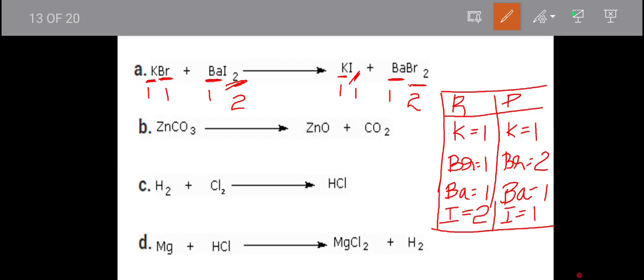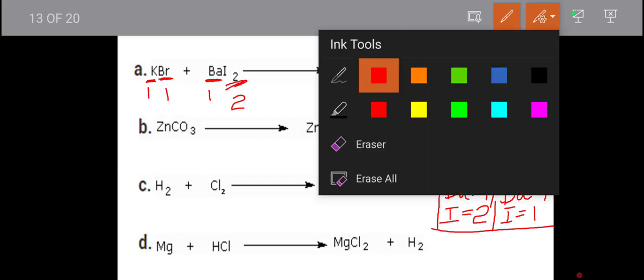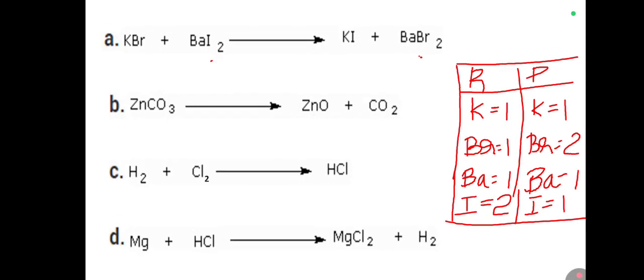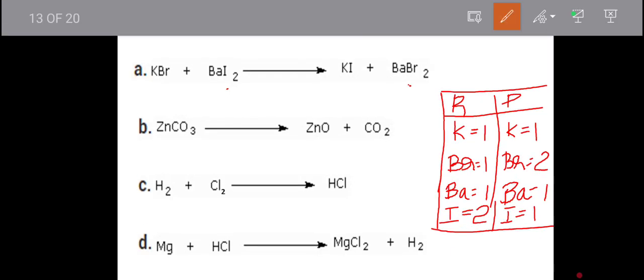Potassium has no need of balancing because it is already balanced, right? Now second, you see Br. Bromine: only 1 bromine on the reactant side, whereas 2 bromine on the product side. So it is not equal. What you have to do is take the lesser number, that is, this 1 bromine you have to make 2. How will you make 2? 1 multiplied by 2 will give you 2, right? So the same multiplication you have to follow here. So here you have to multiply 2 to this bromine.